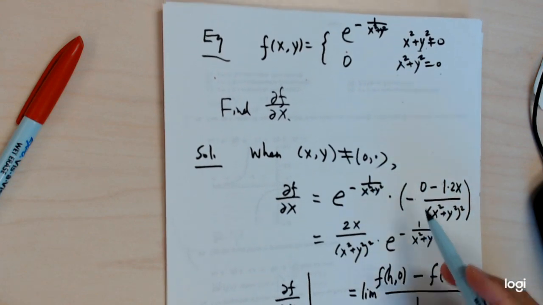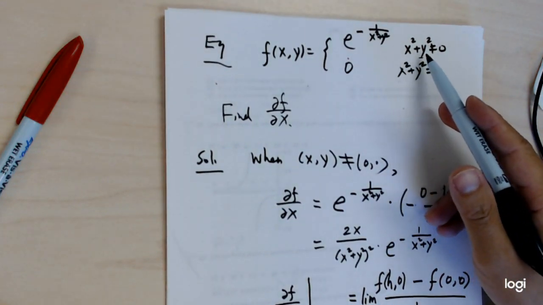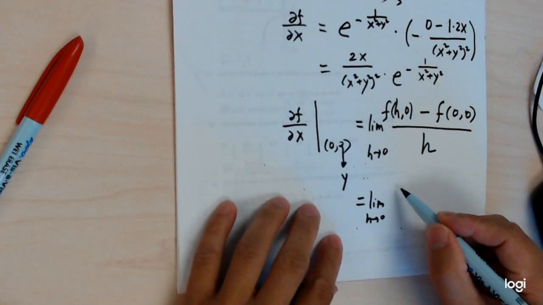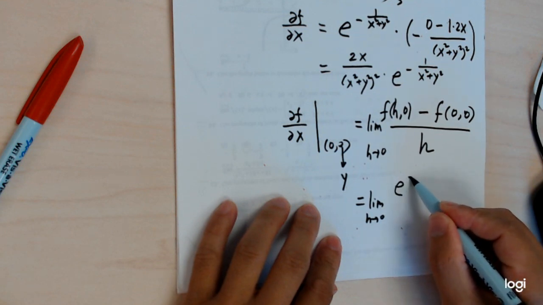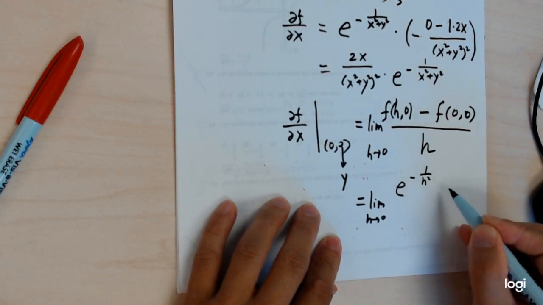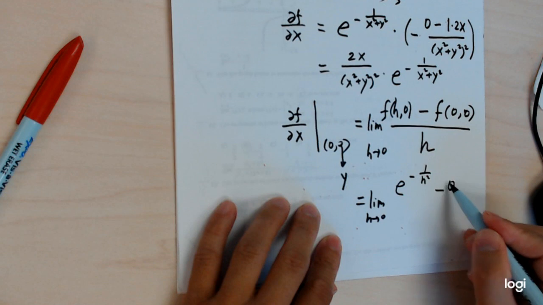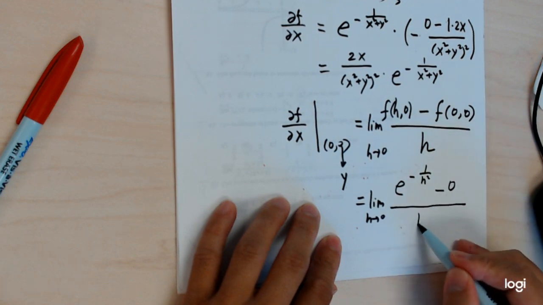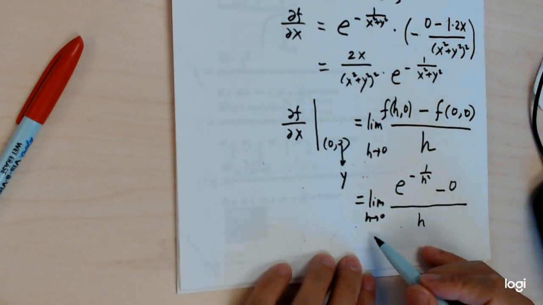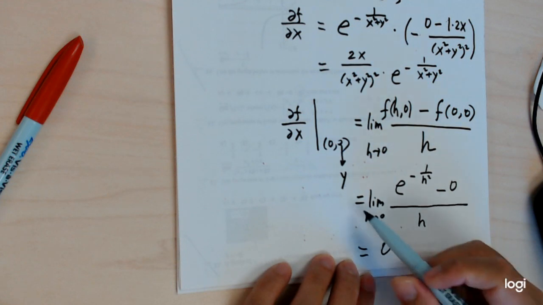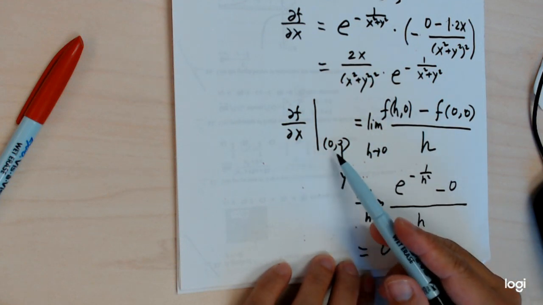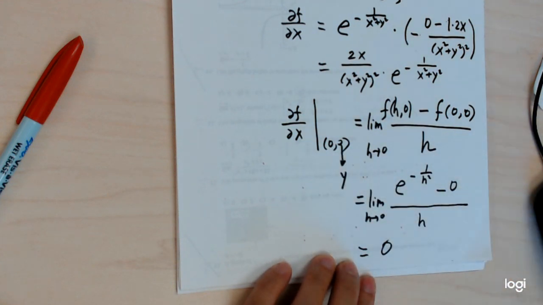F of h, 0, okay? The y is 0. You're going to use this formula here. It's e to this power. F of 0, 0 is 0, okay? It's 0 divided by h. And you can easily figure out this limit turns out to be, well, 0. So the partial derivative with respect to x at the origin is 0.